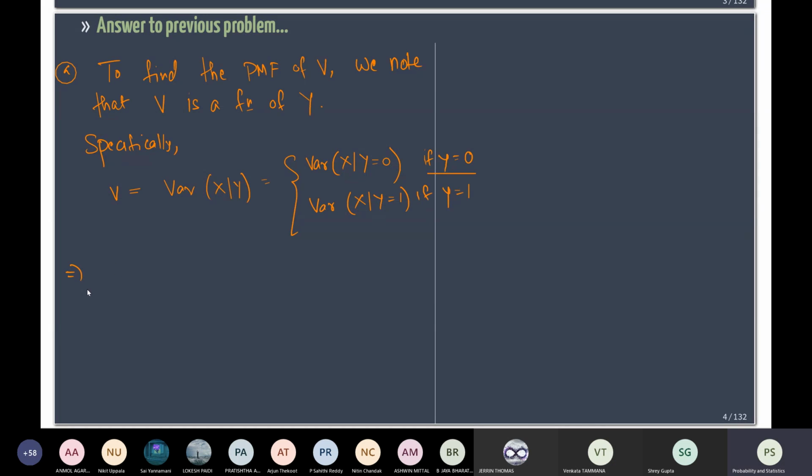So this implies V is the variance of X given Y, and this is X given Y equals 0, and this is with probability of 3/5, because Y follows Bernoulli.